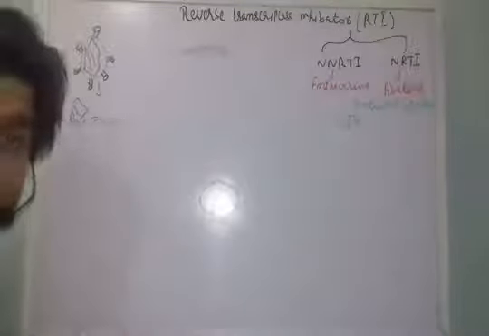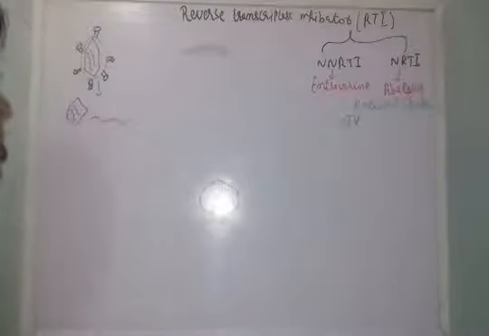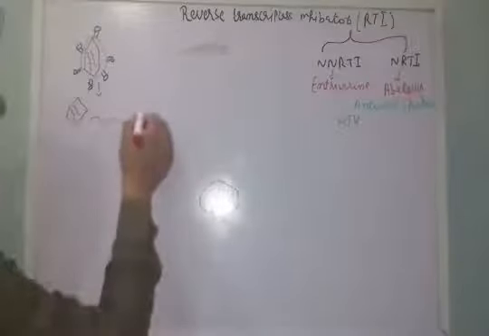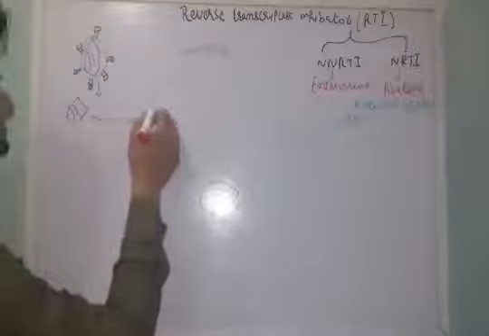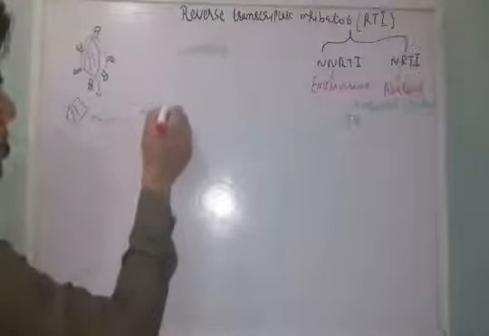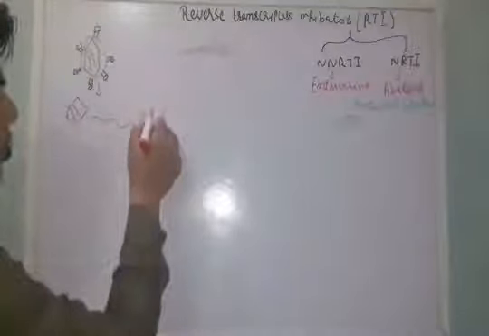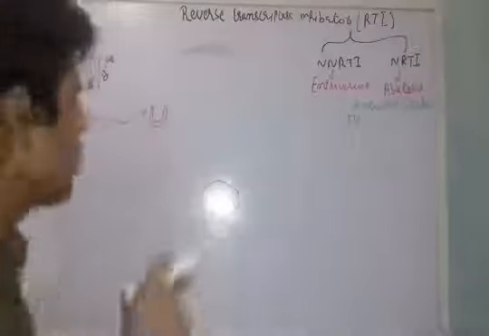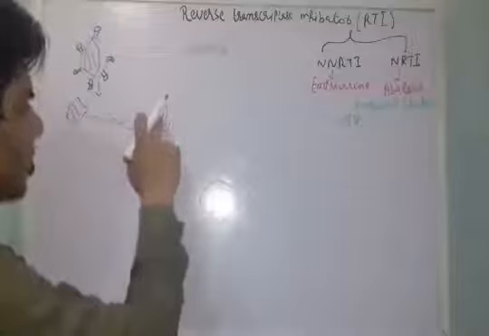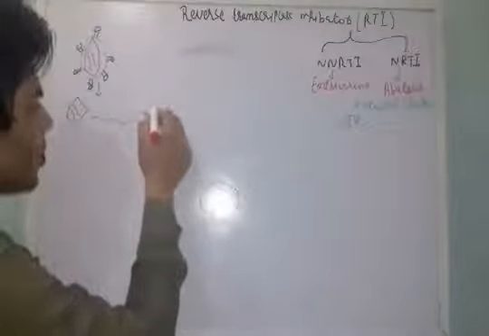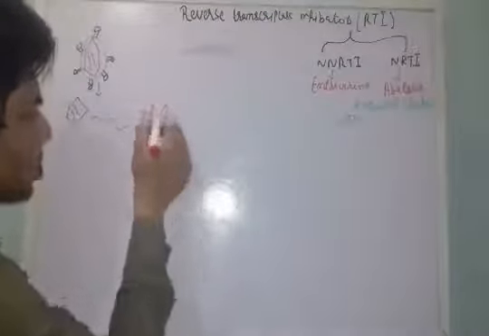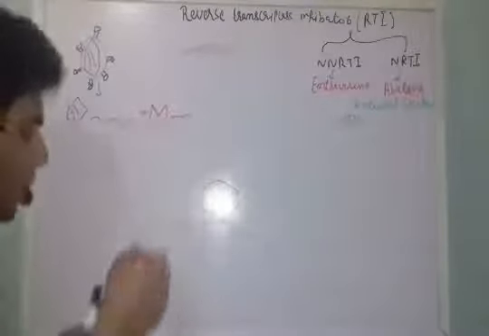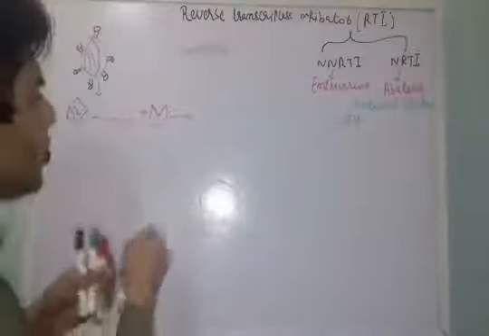Once they release the RNA, this RNA will pass through the reverse transcriptase enzyme. This is the structure of the reverse transcriptase enzyme. If you watch the reverse transcriptase enzyme, it usually looks like this form. Fine. So once it passes through the reverse transcriptase enzyme, what do we get? We get an RNA-DNA hybrid.